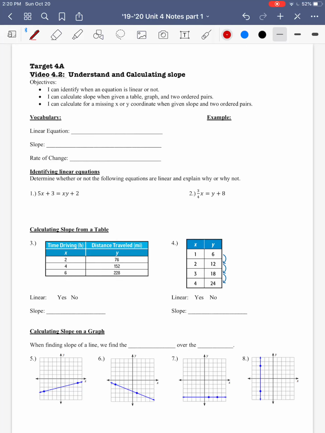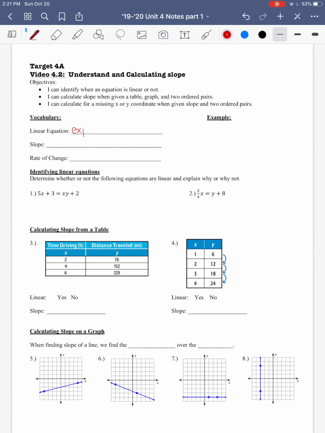Okay, so now that we know how to graph an equation using an input-output table, as well as x and y intercepts, now we're going to just take a minute to identify how we know an equation is in fact linear. Then we're also going to calculate slope as well as rate of change. So a linear equation, in fancy terms, has an exponent of 1.